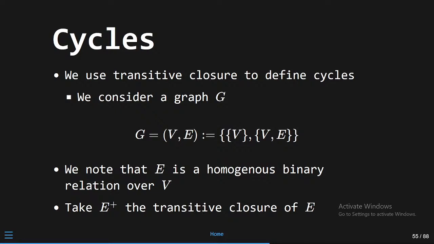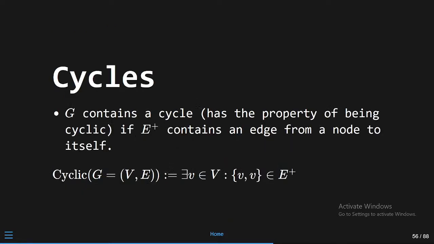So, how am I going to define cycles? With the benefit of transitive closures. I think this is the second easiest way to define cycles. The other way is with paths, and paths are kind of sketchy. So I'm going to consider a graph G, which is going to have some set of edges E. I'm going to note that E is a homogeneous binary relation, and I'm just going to take the transitive closure of E. Easy, right? In the case of Amtrak Cascades, I now have a Portland-Seattle edge, right? G contains a cycle, which is equivalent to having the property of being cyclic, if it contains an edge from a node to itself.